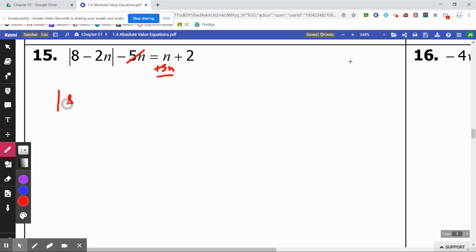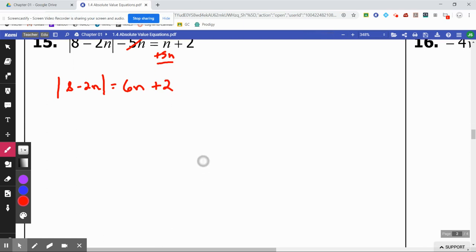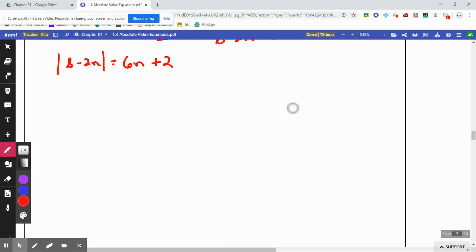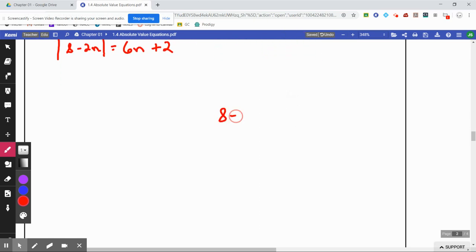Gives me absolute value of 8 minus 2n is equal to n plus 5n is 6n. Bring down your plus 2. Now we're able to split it. You have 8 minus 2n equals 6n plus 2. And you have, I'm going to write the other one down here, 8 minus 2n equals negative 6n minus 2. Make sure you change them both.